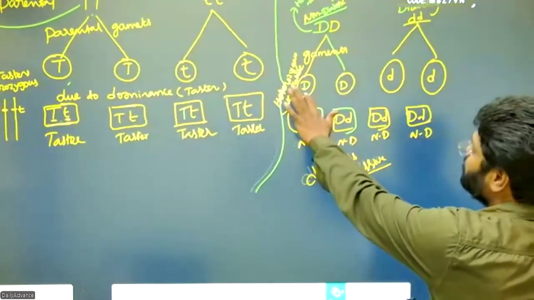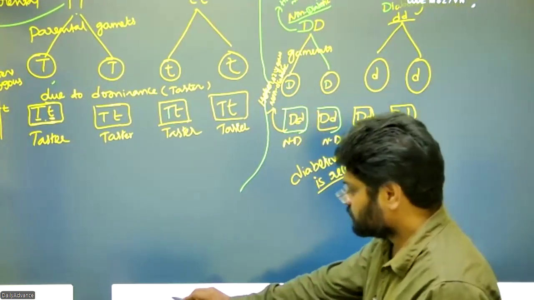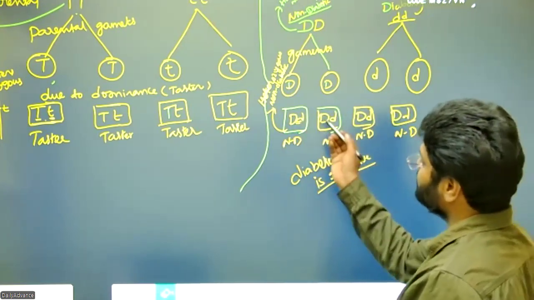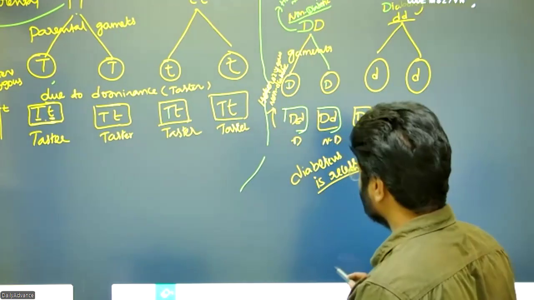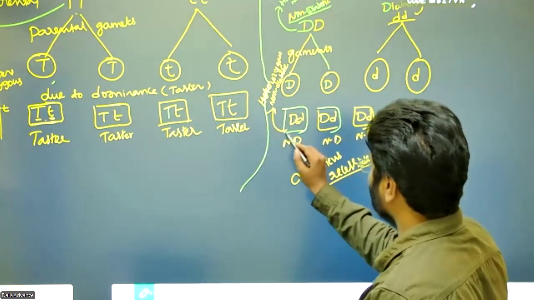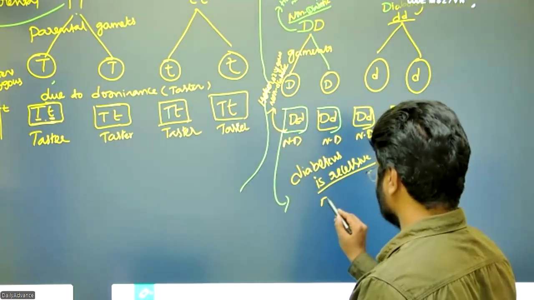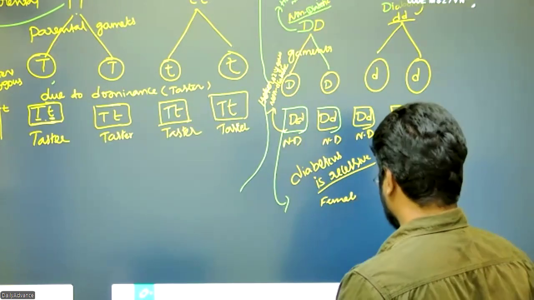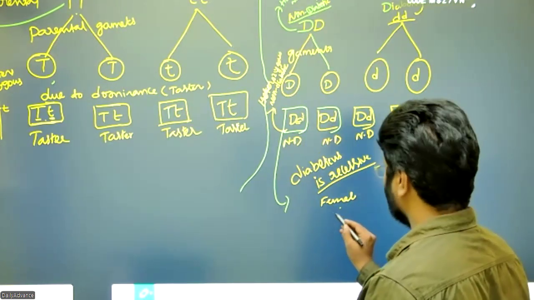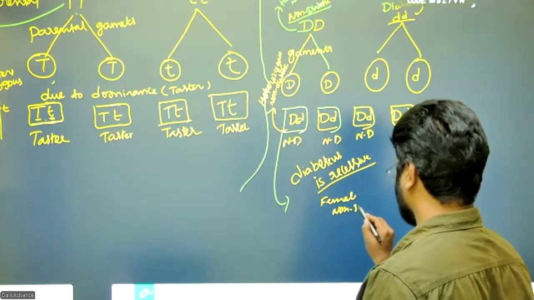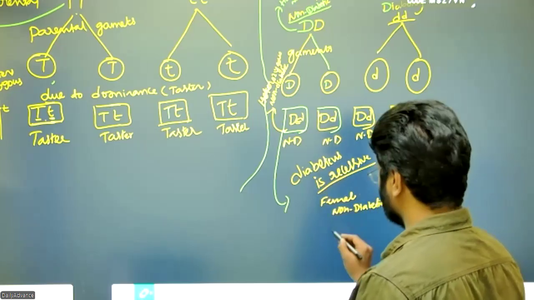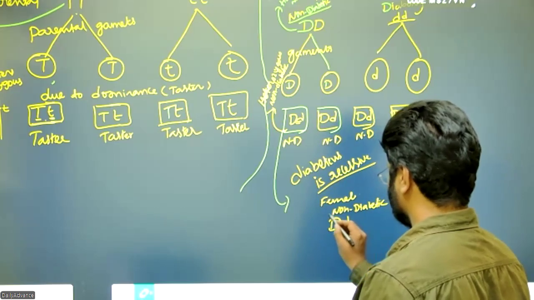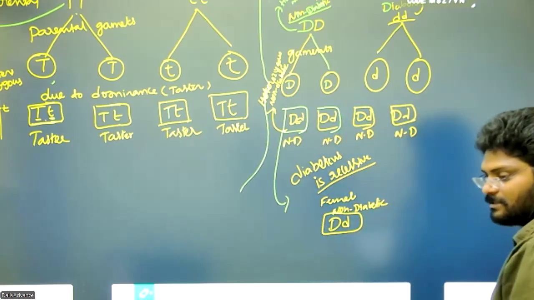So they produce 4 children. One of them, the first one, we can presume as a girl. She is female and non-diabetic. And what is the genotype? Capital D, small d. Non-diabetic, capital D, small d.